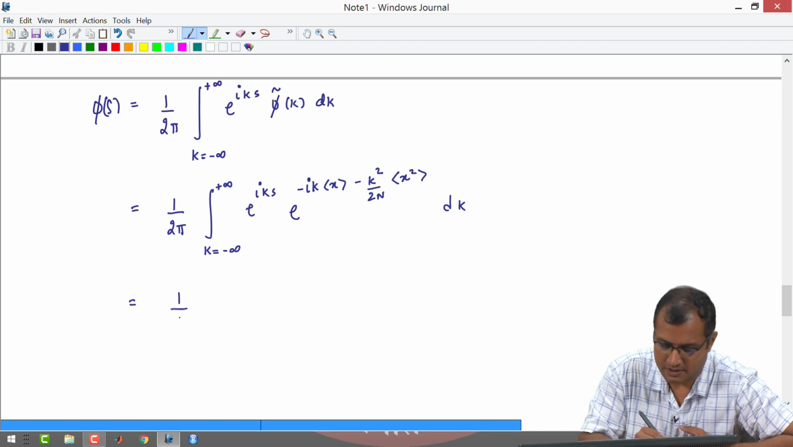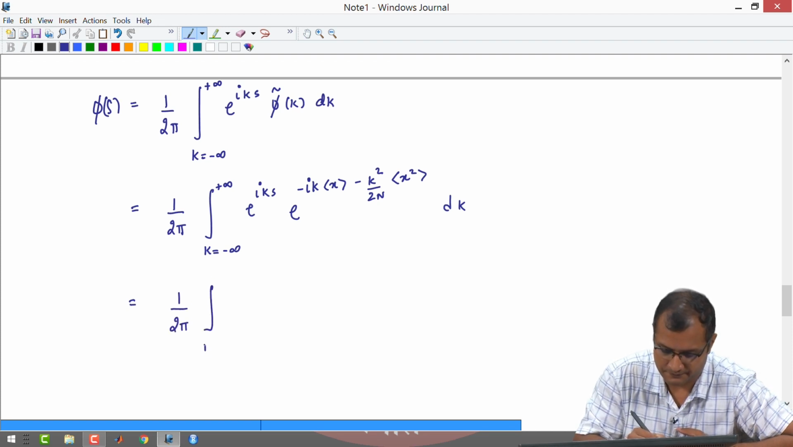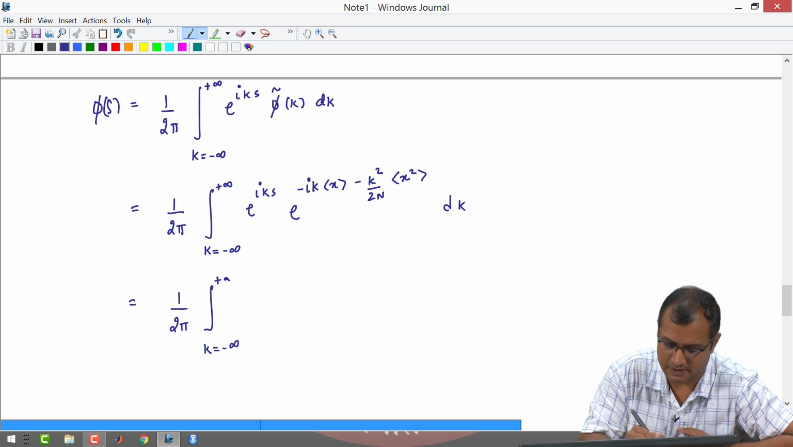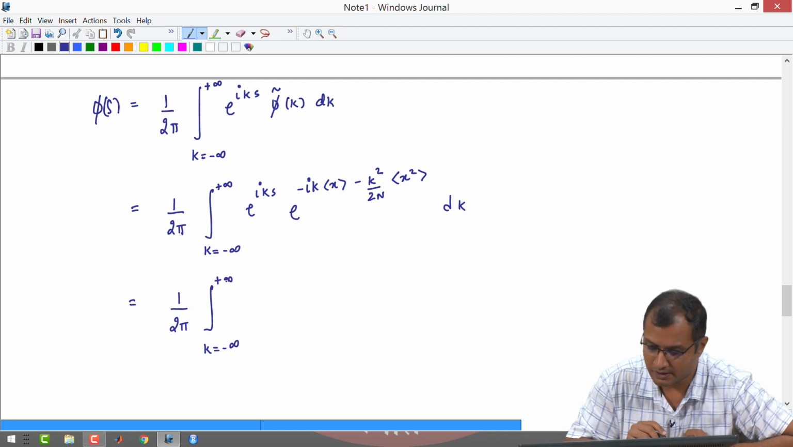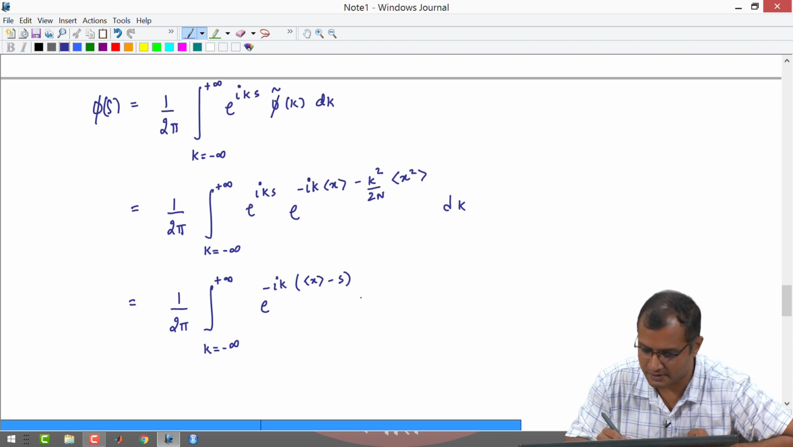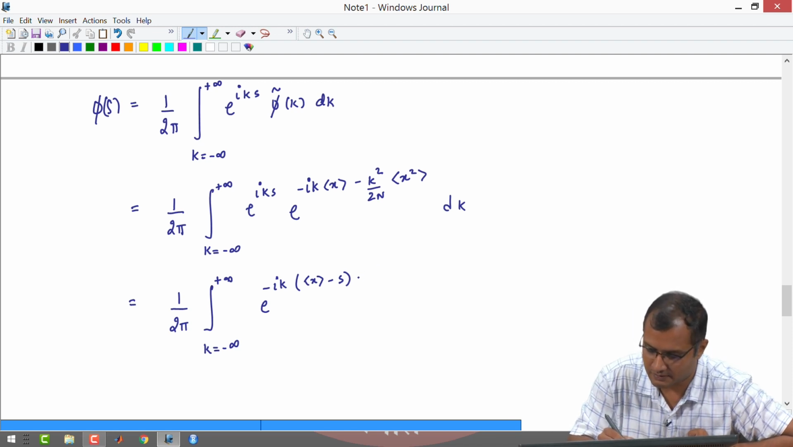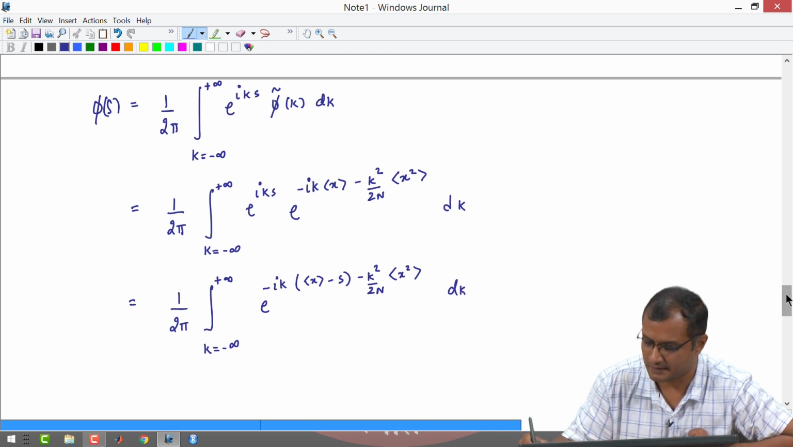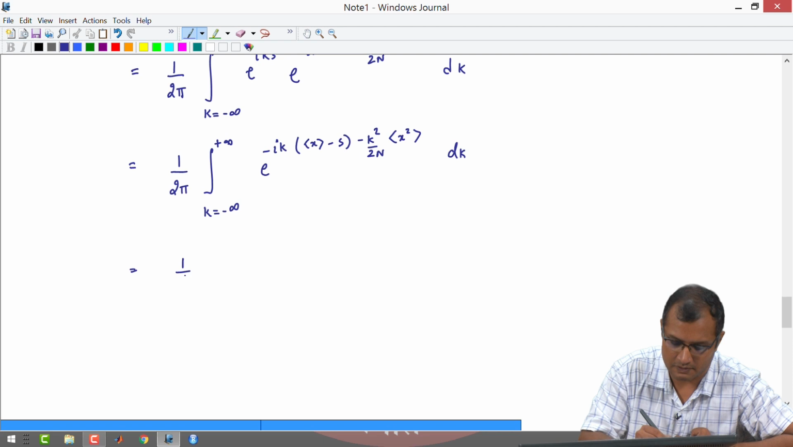Just need some manipulations here, which are very simple. So you write this again as the integral from minus infinity to plus infinity, and you can see that this is easily written as e raised to minus ik into |x| minus s. So I have taken the first two exponentials as is, e to the minus k square by 2n |x| square dk. Okay, and these are very simple integrals.